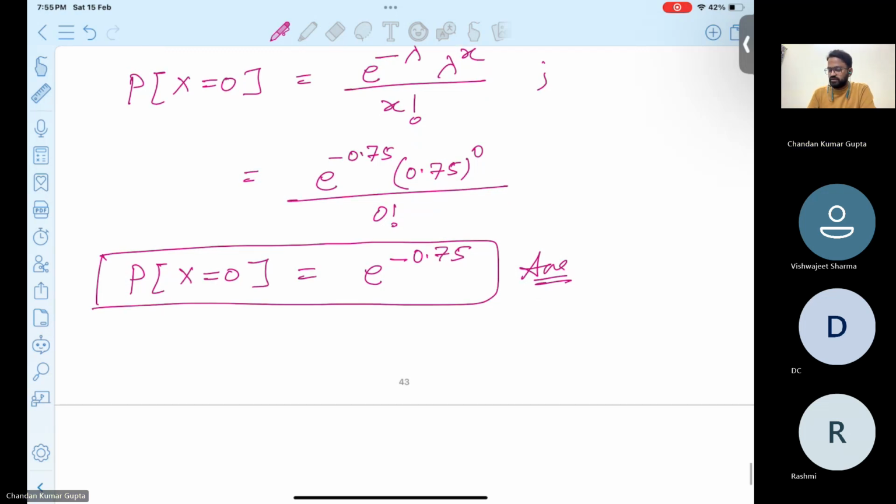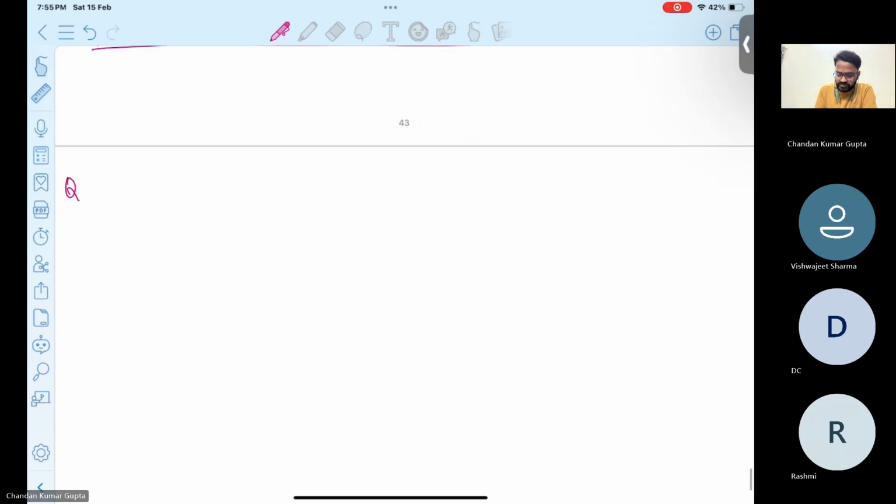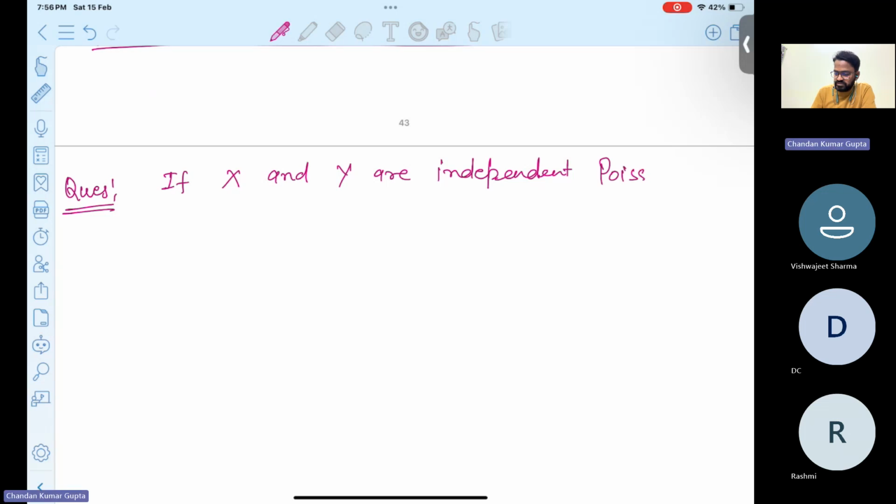Now one more question is there. The question is: if X and Y are independent Poisson variates.